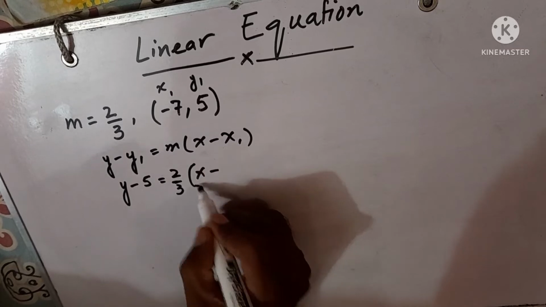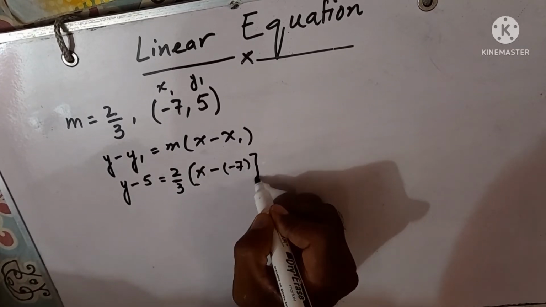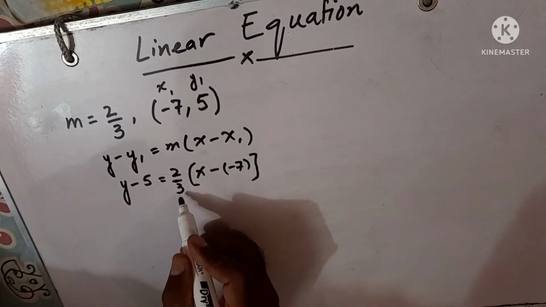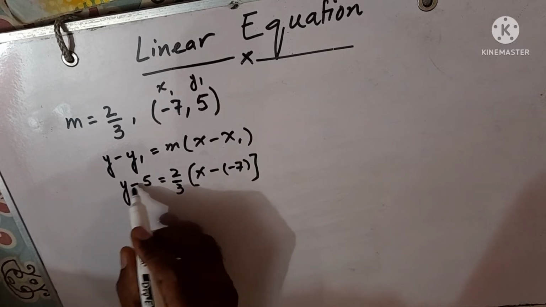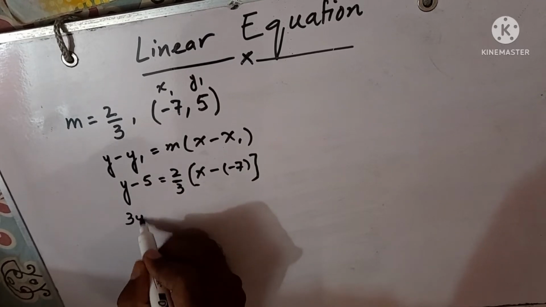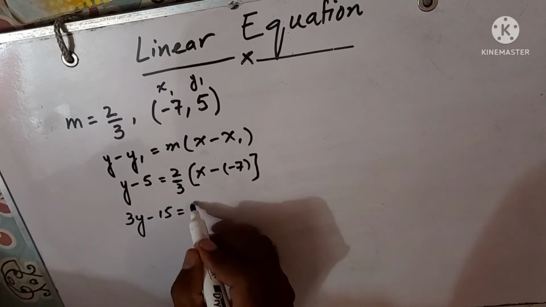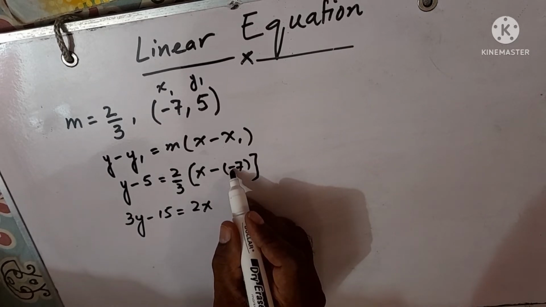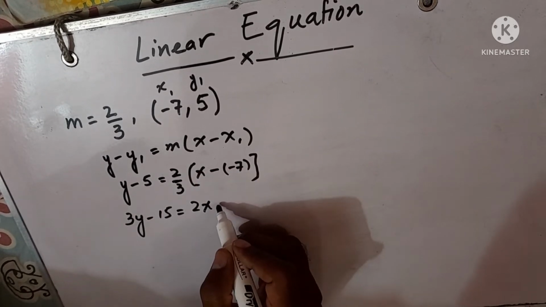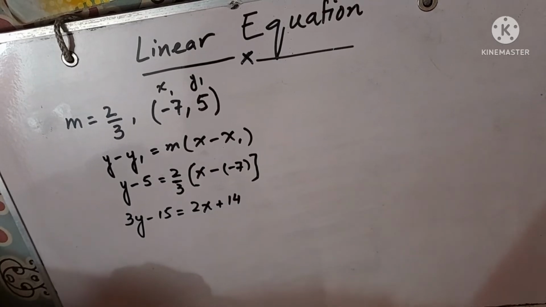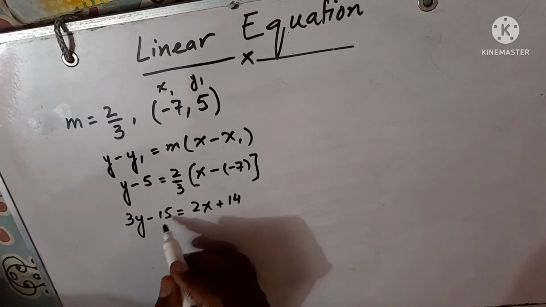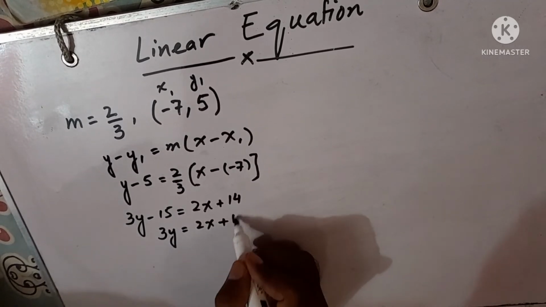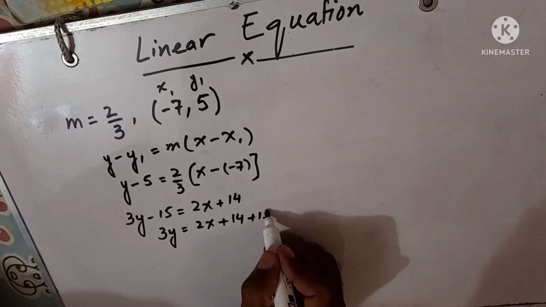So that's going to be, okay, and then I can shift this 3 here, and this is going to multiply with y minus 5. This will become 3y minus 15 equals 2x. 2 times x will remain 2x. Negative into negative is positive 7. 2 times positive 7 will give me positive 14. And then I will shift my negative 15 to my right. I have 3y equals 2x plus 14 plus 15.